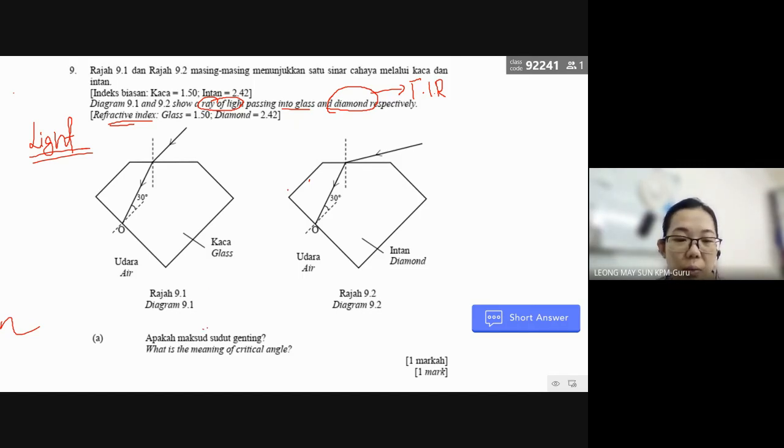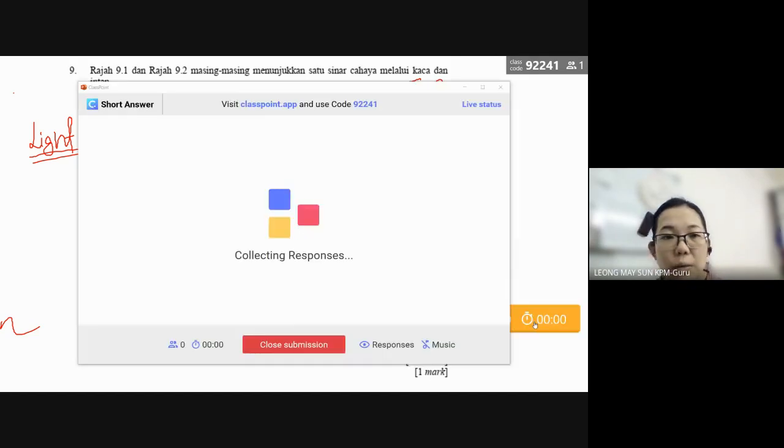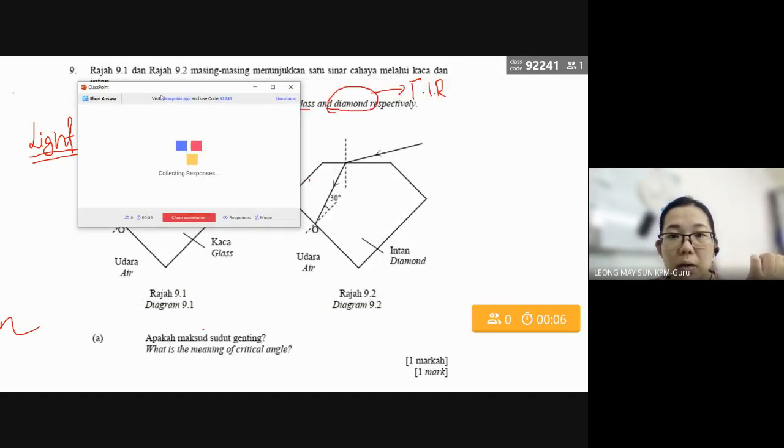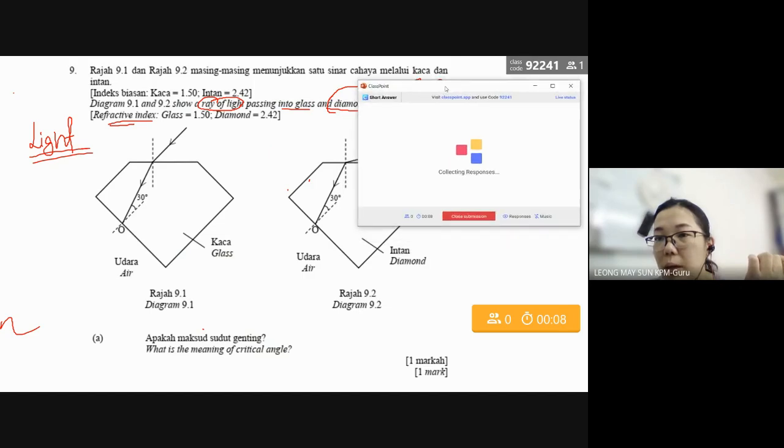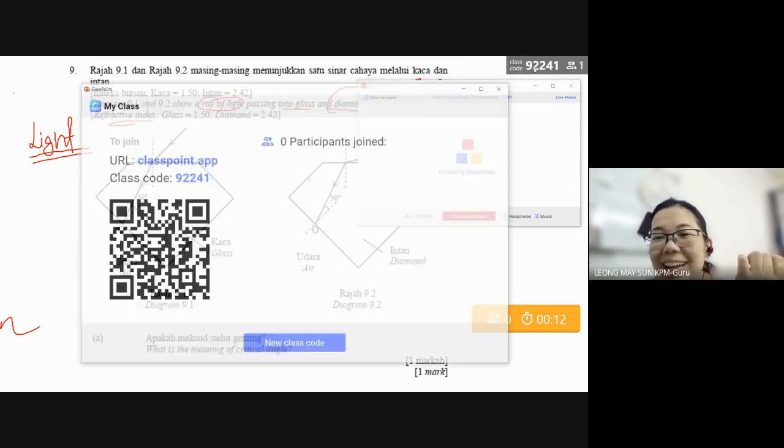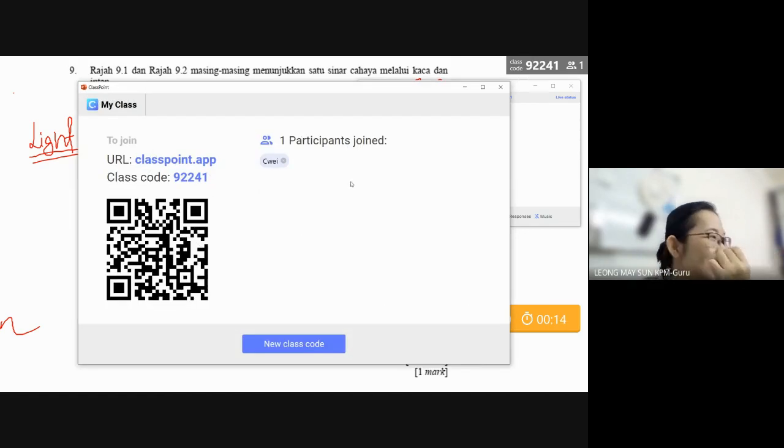Okay, so what does it mean by critical angle? I'm going to open up short answer right now, and I want to see your answer of critical angle. The question should be with you already. I sent it out just now, but I know some of you might not be able to notice that. Okay, I've forgotten one thing. Please enter class point.